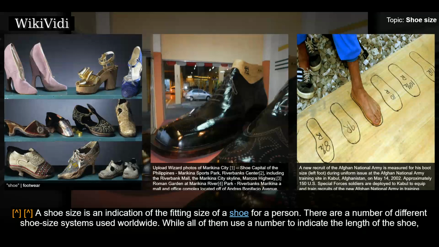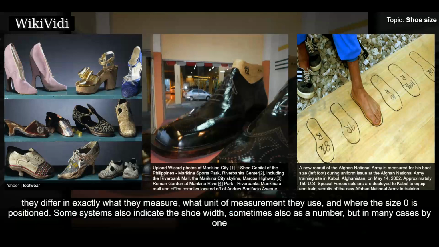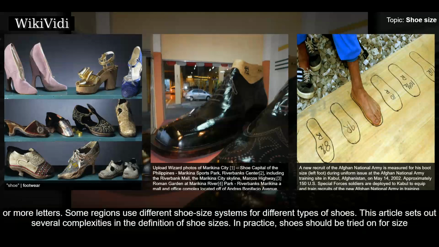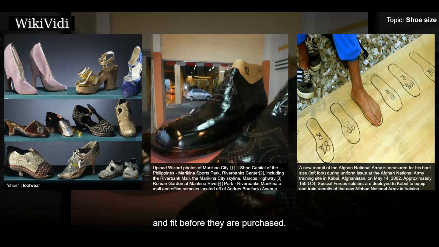While all of them use a number to indicate the length of the shoe, they differ in exactly what they measure, what unit of measurement they use, and where the size 0 is positioned. Some systems also indicate the shoe width, sometimes also as a number, but in many cases by one or more letters. Some regions use different shoe size systems for different types of shoes. This article sets out several complexities in the definition of shoe sizes. In practice, shoes should be tried on for size and fit before they are purchased.